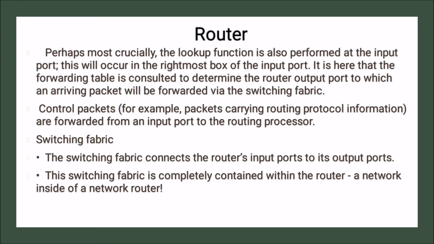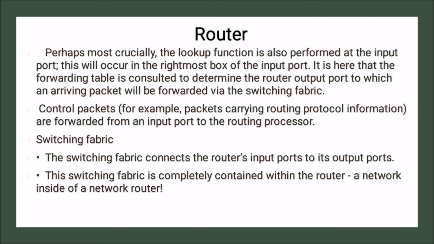Control packets are forwarded from an input port to the routing processor. Control packets are, for example, packets carrying routing protocol information. That information is forwarded from an input port to the routing processor.